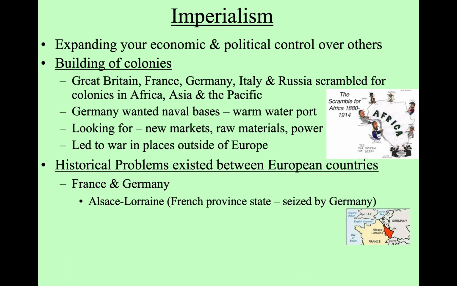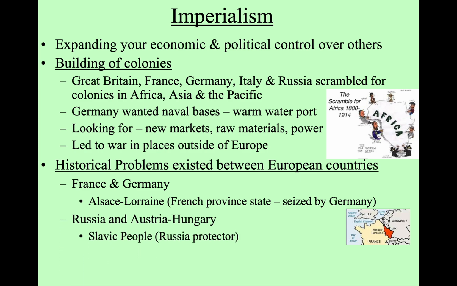The first of these historical rivalries was the competition that existed between France and Germany over the control of the region of Europe known as Alsace-Lorraine. Alsace-Lorraine is the red region pictured on the map, which exists along the border between France and Germany. This area includes the Rhine River and a number of coal and iron resources which were important to both France and Germany during the Industrial Revolution.